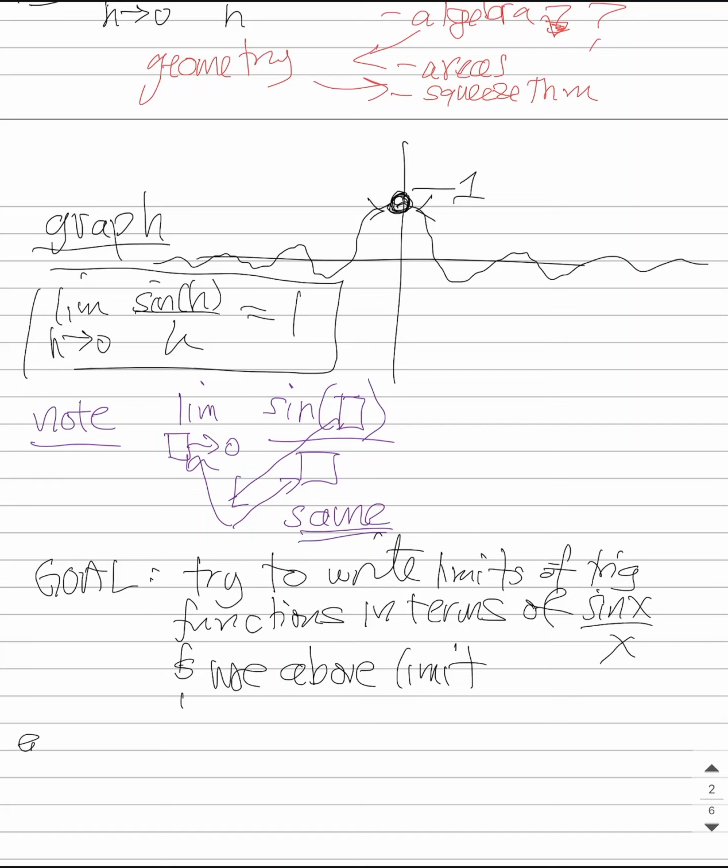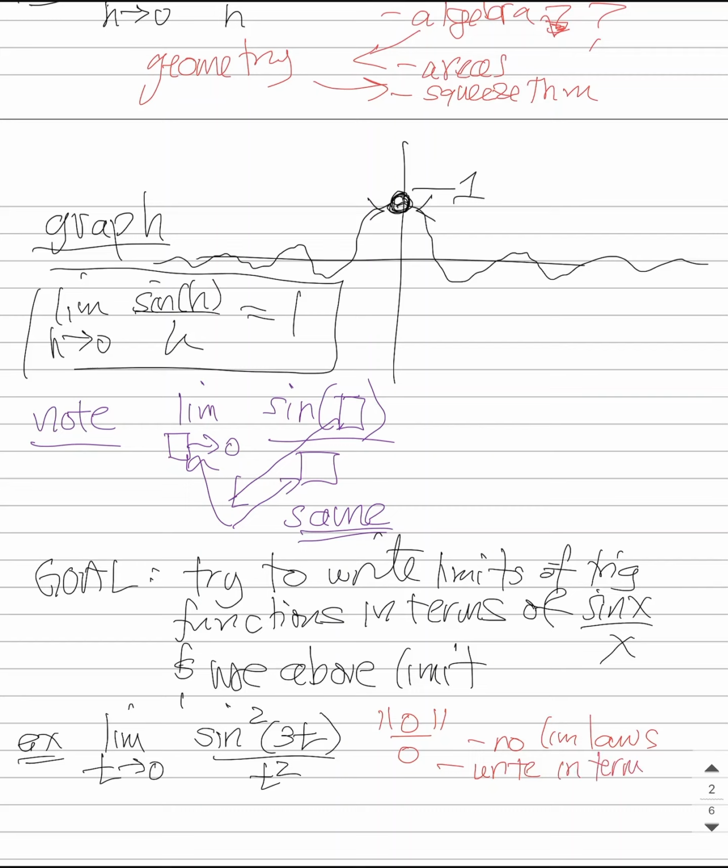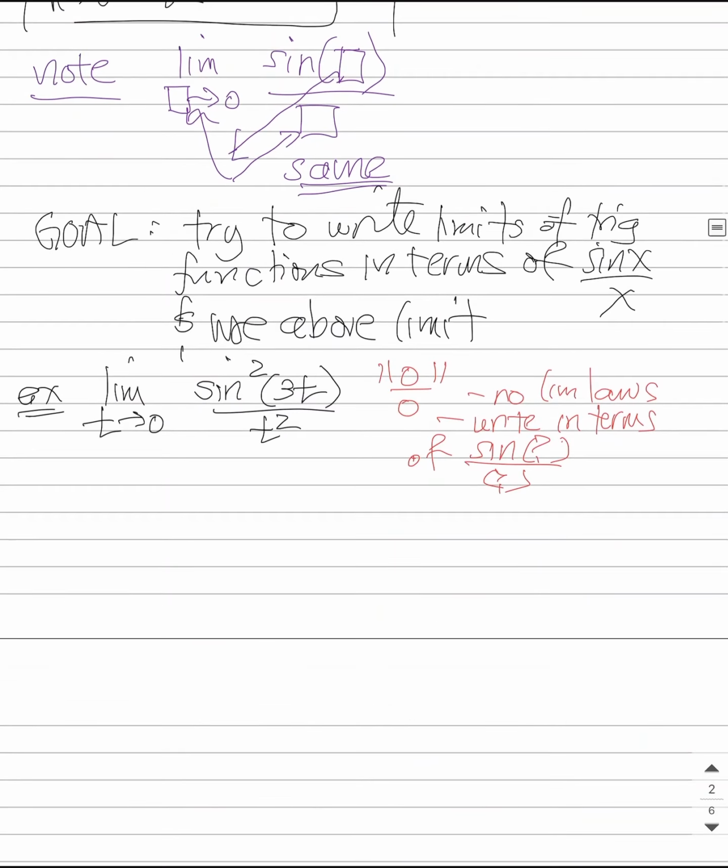So for example, if we were to say something like the limit as t approaches 0 of sine squared of 3t divided by t squared. First thing we do is sneak a peek. As always, we cannot just directly apply the limit laws. We are going to try to write this in terms of some sort of sine blank over blank. And there's a question mark there, right? What should that blank be?